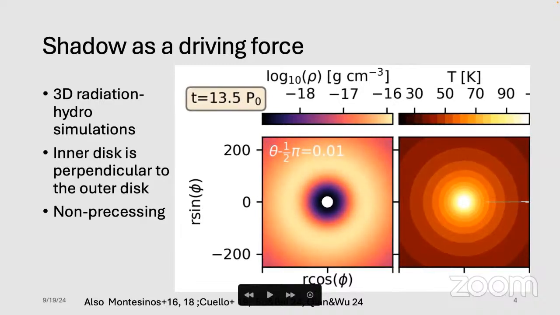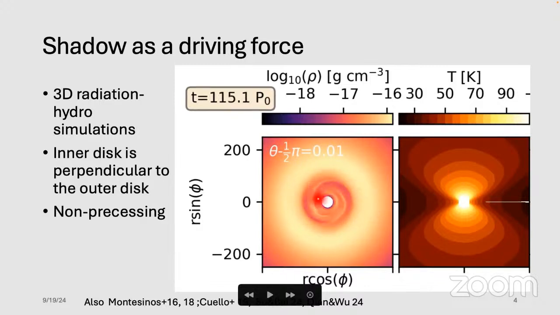As the simulation starts, you will see that the temperature in these two directions becomes lower because they're in shadow. And then you see the spirals are launched and connected to the inner cavity. As the simulation evolves, there are some vortices forming in the spirals that can disturb the pattern.